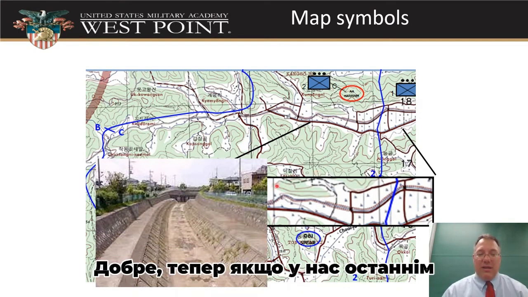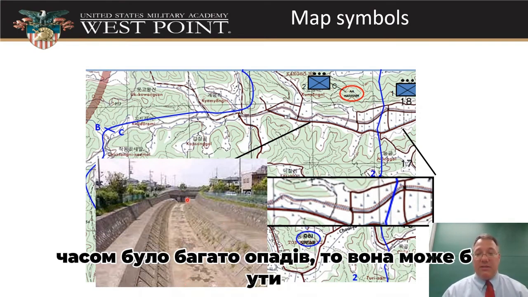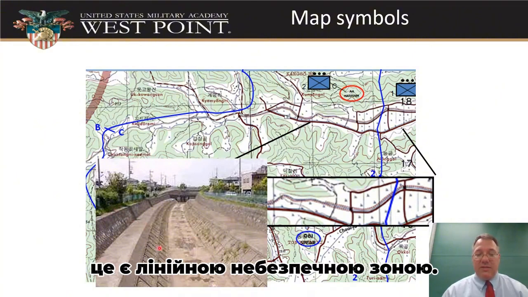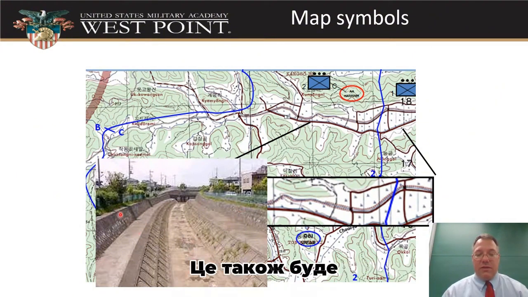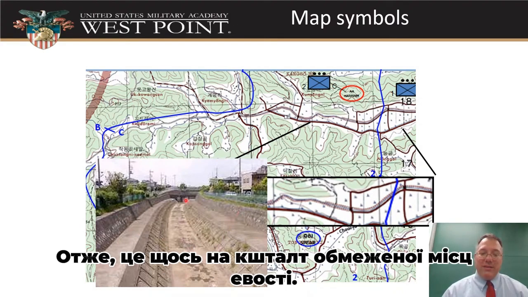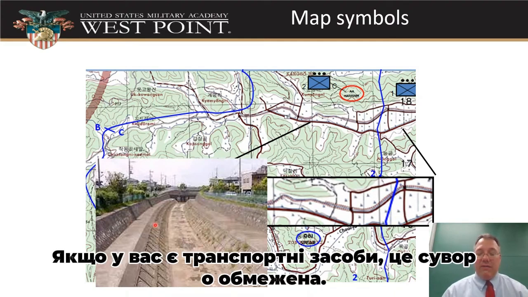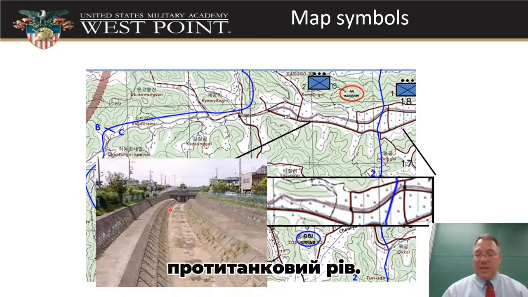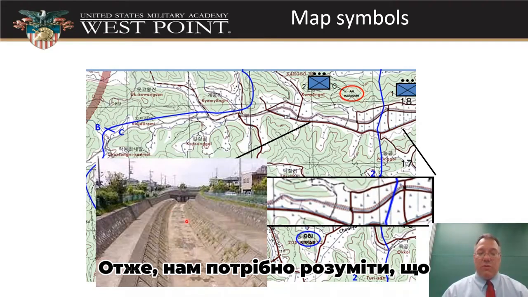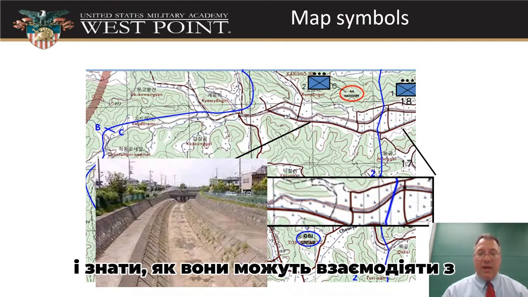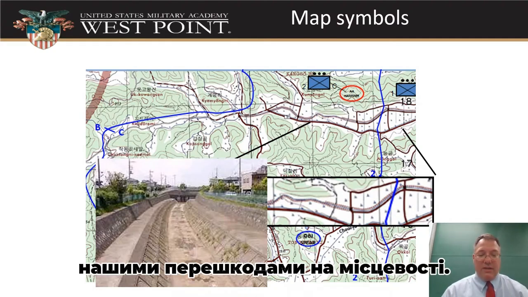All right, now, one, if we've had a lot of weather lately, then this might be full of water, and that'll turn into a river crossing operation at that point. But even if it's not, this is a linear danger area. This is also going to be a bit of a scramble to try and get up if you get down into there. So that's a restricted terrain kind of thing. If you've got vehicles, that's severely restricted. I can't cross that, right? That's basically a tank ditch. So we got to understand what all the symbols on the map mean sometimes and figure out how those might interact with our terrain issues.